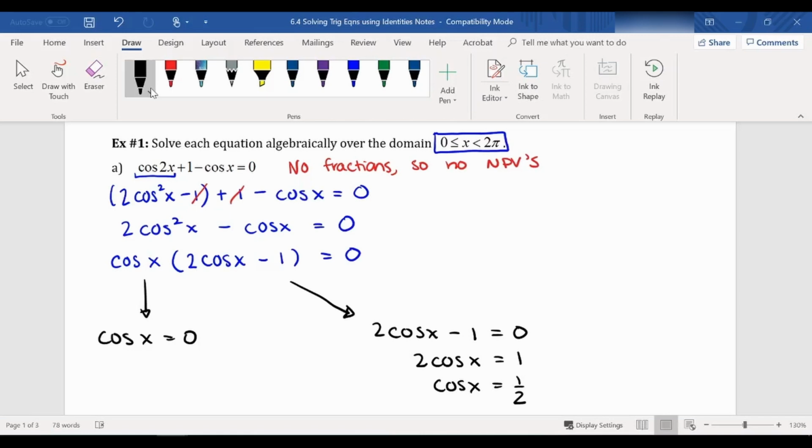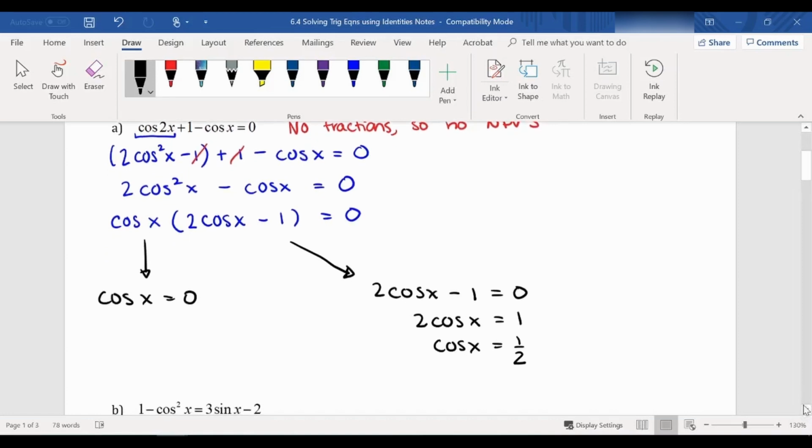That's fine. So for our left-hand one, cosine x equals 0, if I go back to my quadrant system from chapter 4, I know that cosine x equals 0 on the y-axis. So this first one would be if x is equal to pi over 2. And the second one would be if x is equal to 3 pi over 2. So pi over 2 is that first answer. 3 pi over 2 is the second answer.